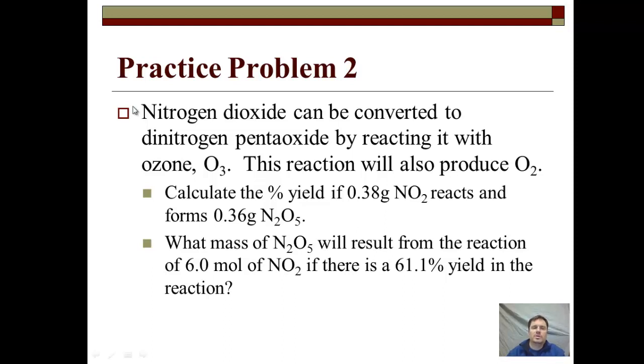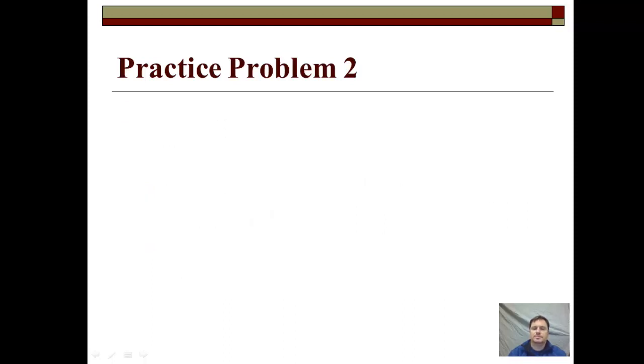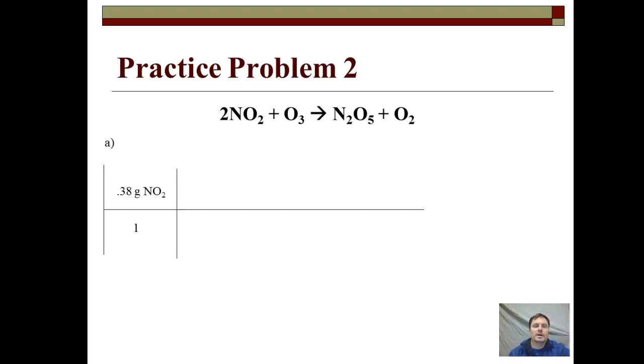So we need to write an equation that says nitrogen dioxide, when it reacts with O3, produces dinitrogen pentoxide and oxygen. So that equation looks something like this: NO2 plus O3 gives N2O5 plus O2. It's balanced. Now they want the percent yield of this. So we start with the information that we're given. We start with 0.38 grams of nitrogen dioxide. We need to convert that to moles. Use our periodic table and the formula weight to find that 1 mole weighs 46.05 grams.